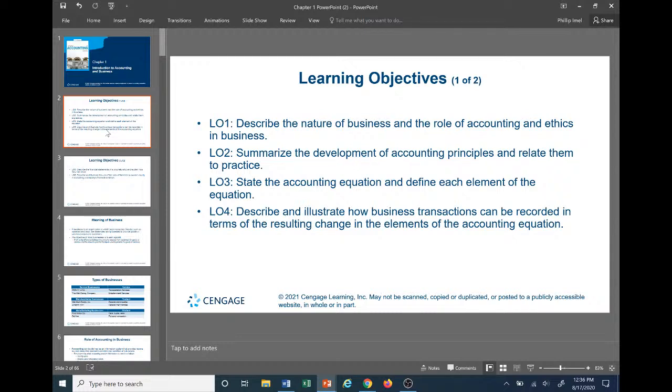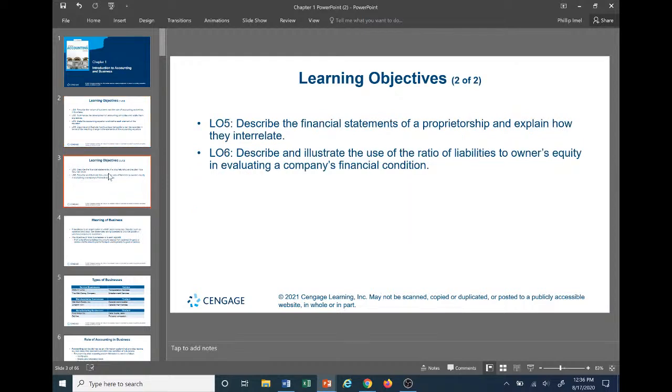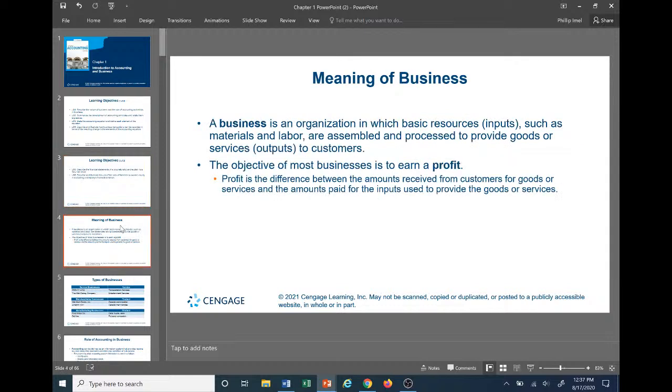Describe and illustrate how business transactions can be recorded in terms of the resulting change in the elements of the accounting equation. The last two objectives for this chapter are to describe the financial statements of a proprietorship and explain how they interrelate. And lastly, objective 6 is to describe and illustrate the use of the ratio of liabilities to owner's equity in evaluating a company's financial condition. So let's jump right into the chapter.